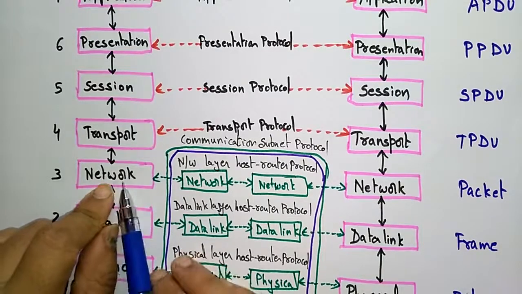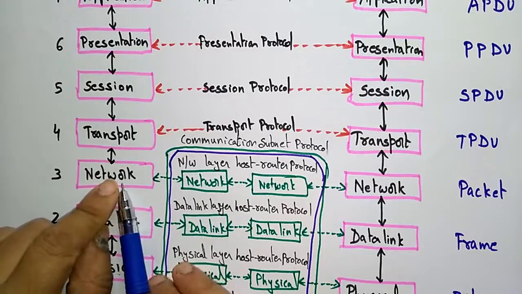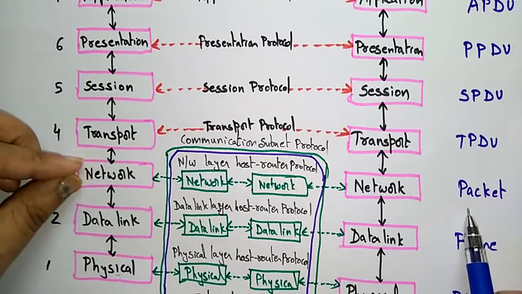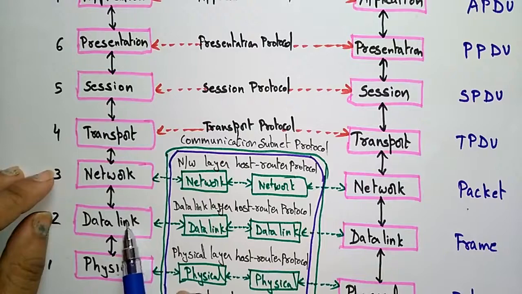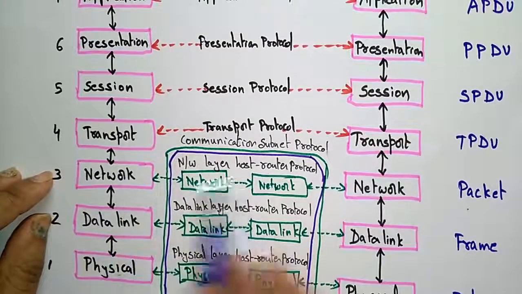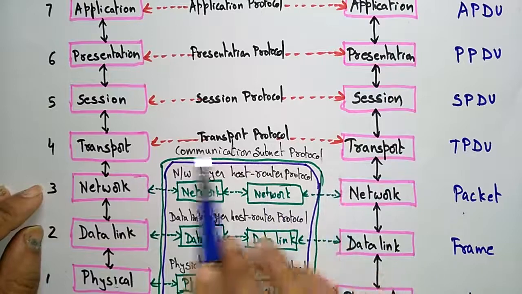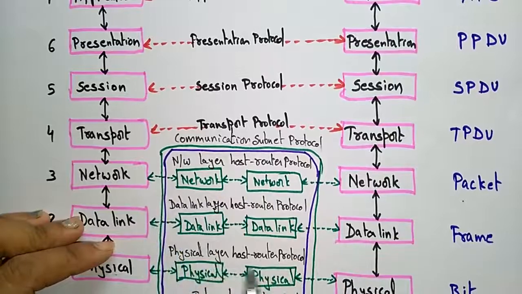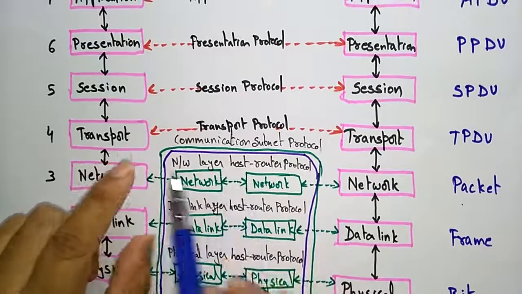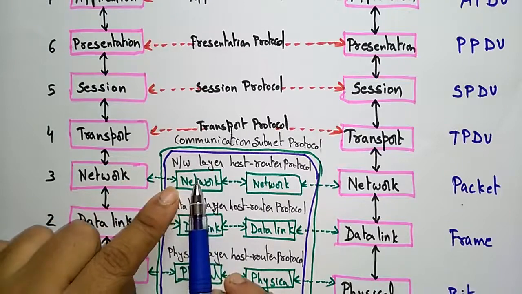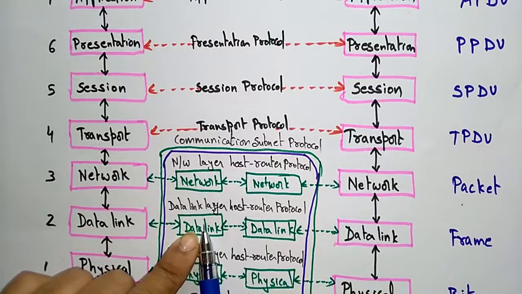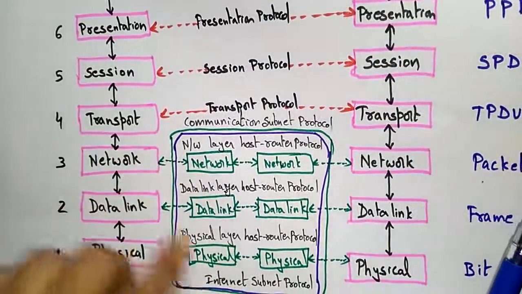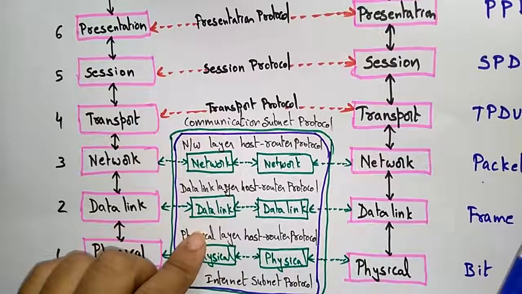Coming to the network layer, the third layer, the data is in the form of packets. The information is stored as a number of packets. The network, data link and physical layers communicate from host A to host B with the help of a communication subnet protocol. This is a subnet, just like a router. So the network layer has a host-router protocol, the data link layer has a host-router protocol, and the physical layer has a host-router protocol. This is the internet subnet protocol.